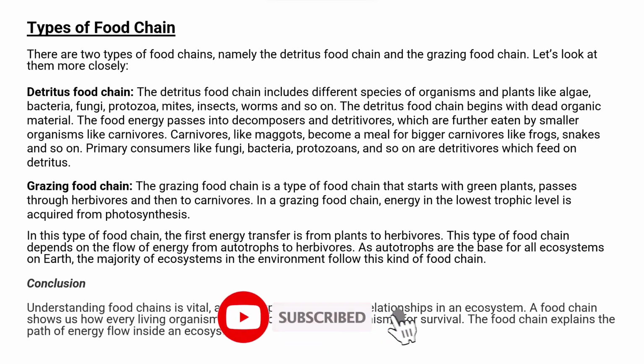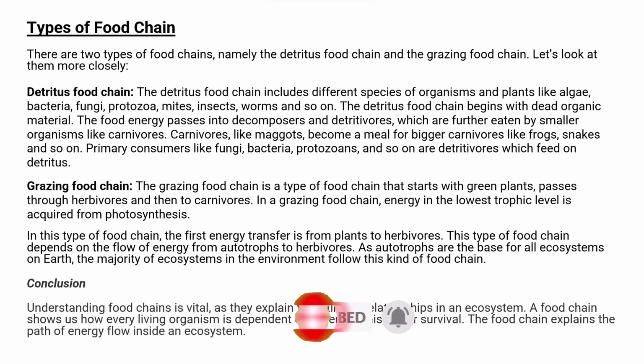Conclusion: understanding food chains is vital, as they explain the intimate relationships in an ecosystem. A food chain shows us how every living organism is dependent on other organisms for survival. The food chain explains the path of energy flow inside an ecosystem.